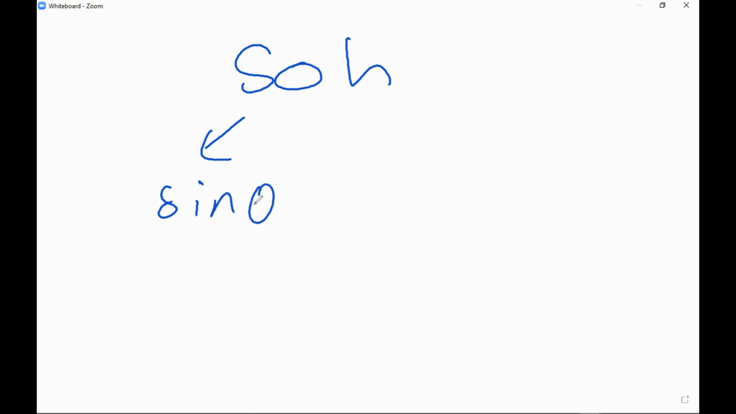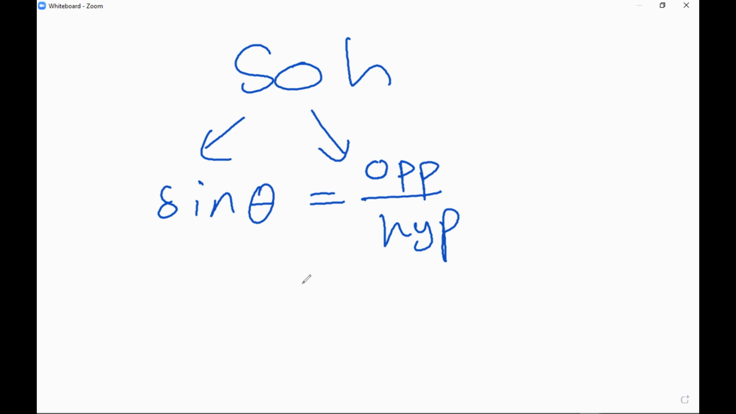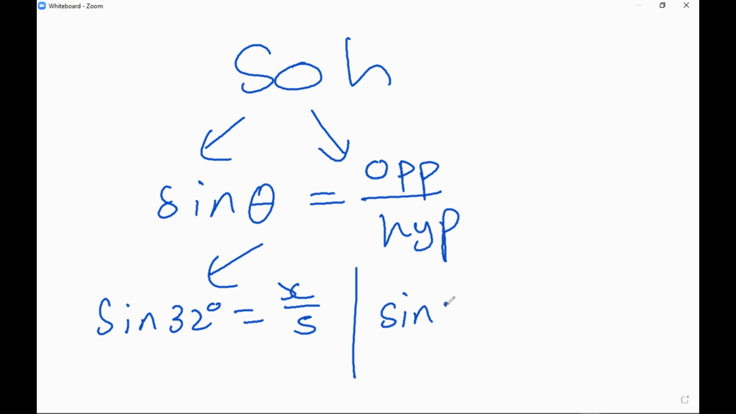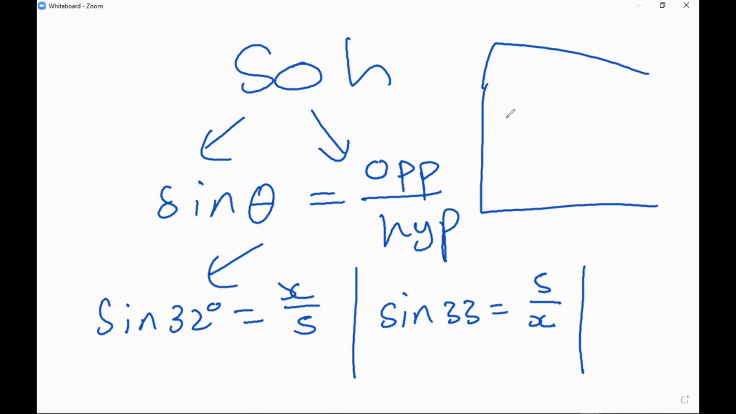Sine of theta equals? Hypotenuse and opposite. Okay, good. This can be written like this. You can have sine 32, let's say, degrees equals x over 5. You can also have sine of 33 equals 5 over x. Or you can have a situation where you have to find the angle, where you've got sine of an angle equal to 5 over 7. Those are the 3 possible questions that you can get in trigonometry.